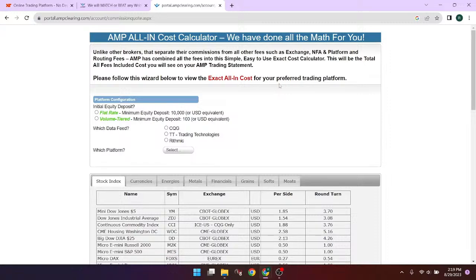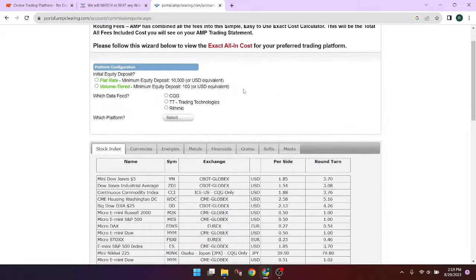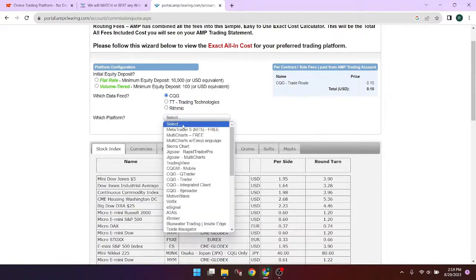So here you would just say CQG. That is the most common one, though Rhythmic is also a common integrator for your data feed, though that is more often through the prop firms that use Rhythmic. CQG is a very common one. So we're going to use CQG. We're going to select our platform here as TradingView.